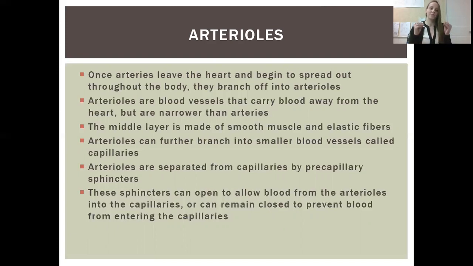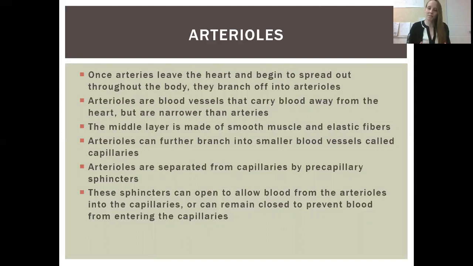Those arterioles are going to branch off even more into the smallest type of blood vessels, which are called capillaries. But right between the arterioles and capillaries, those 2 types of blood vessels are separated by something called the precapillary sphincter. The sphincter is just a little ring of muscle that can squeeze closed. Precapillary means that it's just before the capillary.